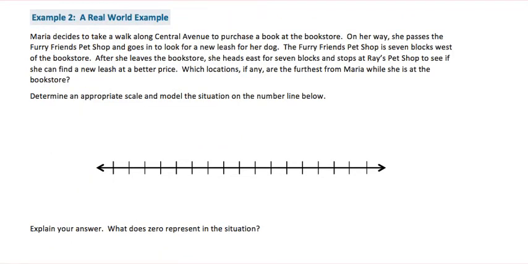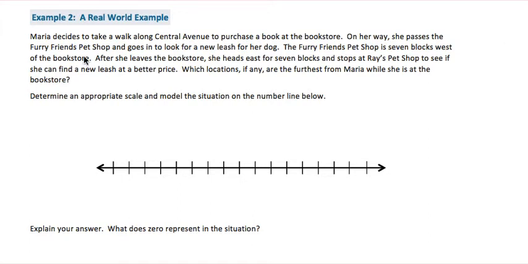Example 2. Maria decides to take a walk along Central Avenue to purchase a book at the bookstore. On her way, she passes the Furry Friends pet shop and goes in to look for a new leash for her dog. The Furry Friends pet shop is 7 blocks west of the bookstore. After she leaves the bookstore, she heads east for 7 blocks and stops at Ray's pet shop to see if she can find a new leash at a better price. Which locations, if any, are the furthest from Maria while she is at the bookstore? We need to determine an appropriate scale and model the situation on the number line.